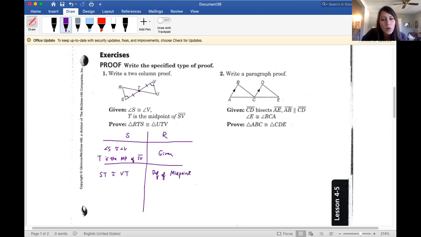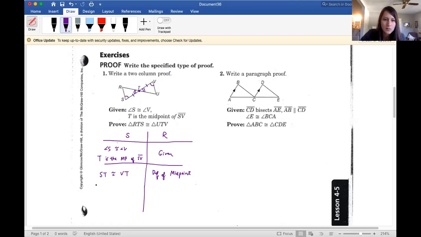Now I need one more angle, and I really have no choice. It has to be this angle for me to fulfill the angle side angle, because if I put an angle here, if I prove this angle R and U to be congruent, then I'd have angle angle side, and that's not the postulate we just learned. So is there a way we can prove these two angles to be congruent?